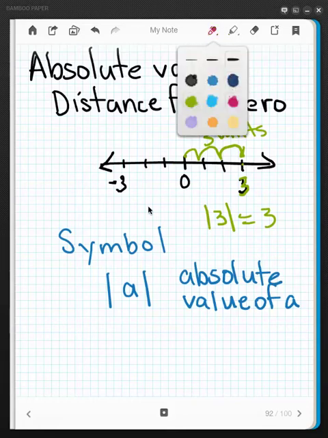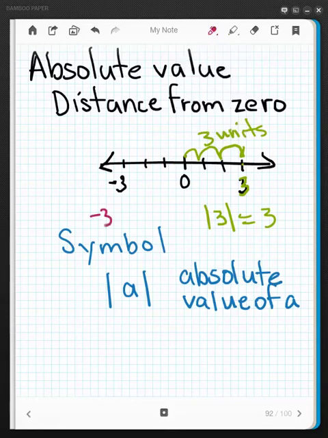So now if I take that same idea and I say, okay, what's the absolute value of -3? The absolute value of -3, well, 3 is still 1, 2, and 3 units away from 0. It's to the left this time, but when I want to know the distance, I don't care which direction I went, it's just 3 units.